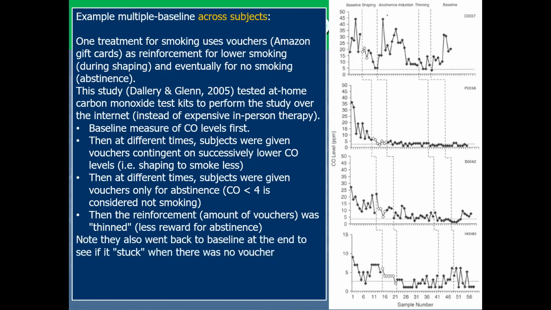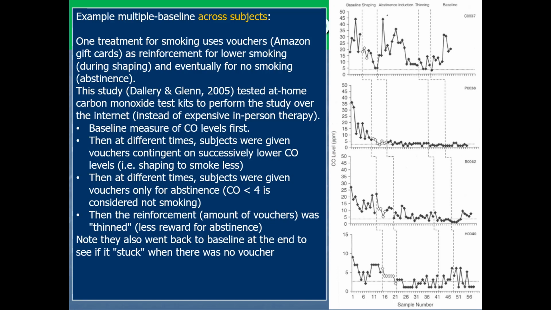Finally here, they also did go back to baseline at the end. So they did do one reversal at the end here just to see if the treatment stuck when there's no voucher anymore. Basically, they wanted to know whether there was a lasting decrease in smoking, even when they're not in the program anymore. And we can see, if you go down to the second graph, for the second subject, it definitely seemed to last long term, right? Even when they're no longer getting the vouchers, when contingency management is no longer being used.